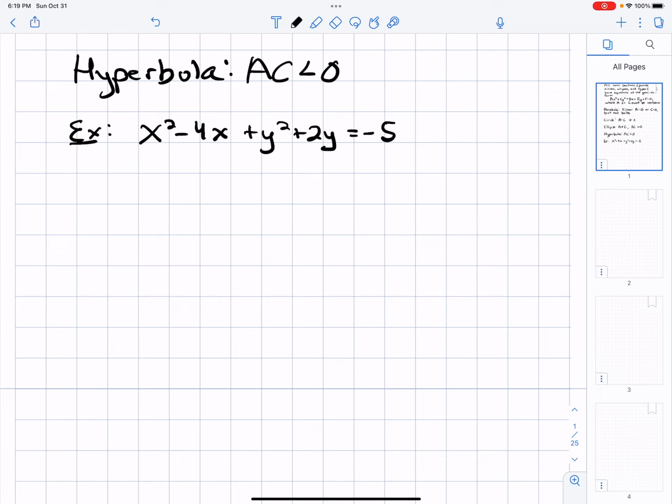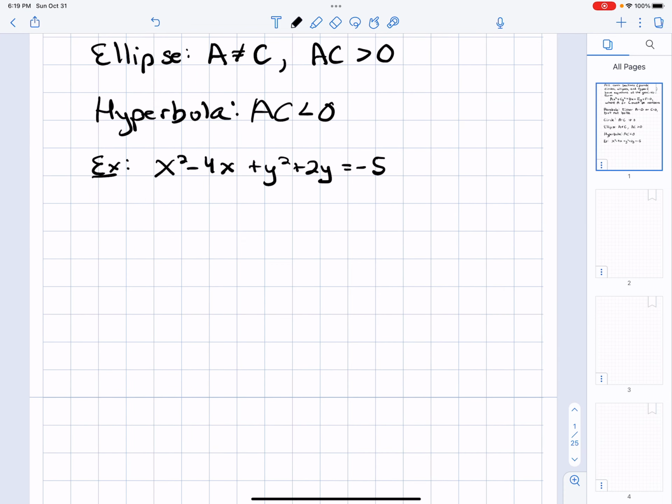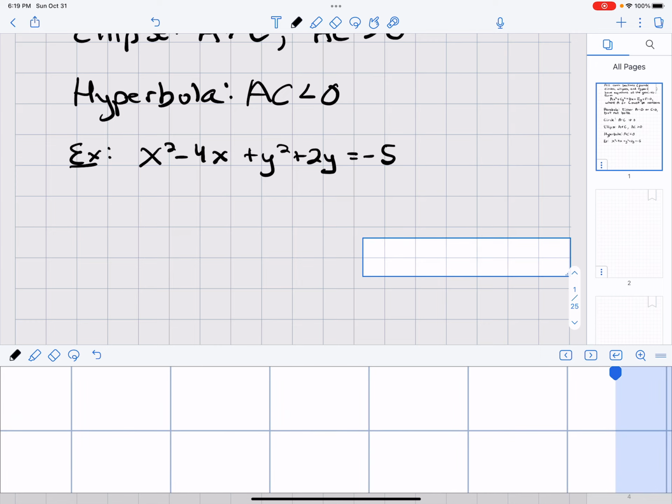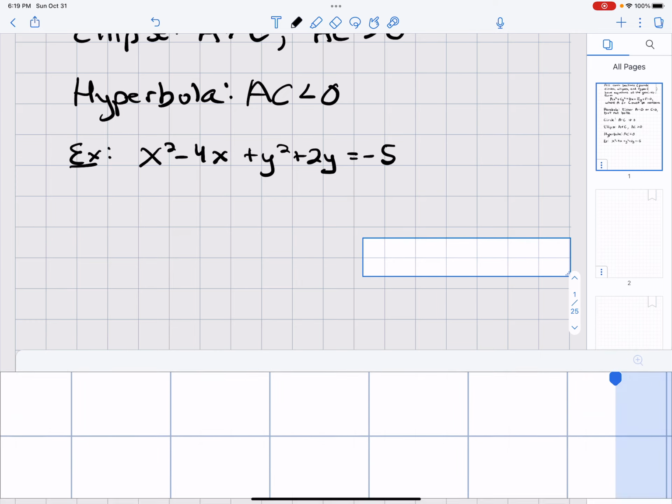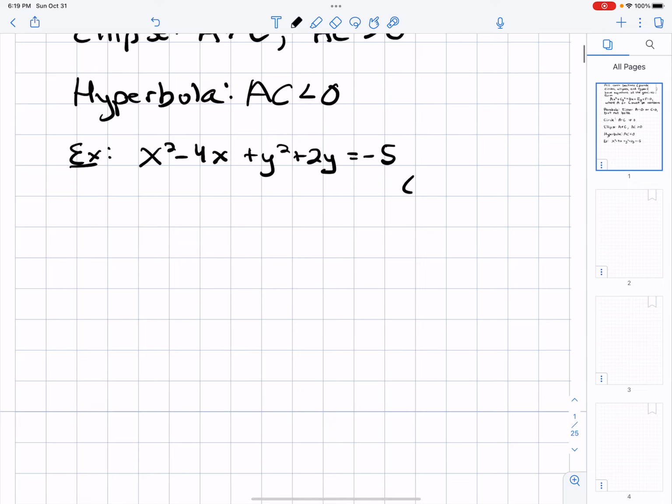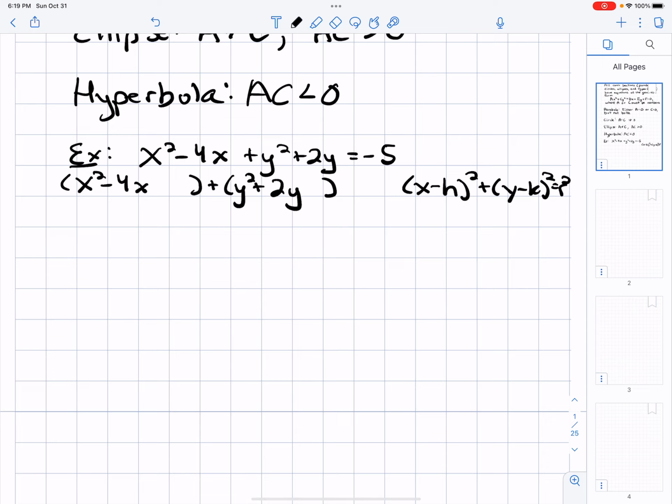All right, I want to get it into the circle format. Just a little reminder, that looks like x minus h quantity squared plus y minus k quantity squared equals r squared. Remember that formula for circles? So in order to get it there, I'm going to need to group my x's together and complete the square. And I'm going to need to group my y's together and complete the square. And since that's in the way, I'll move the negative 5 down there.